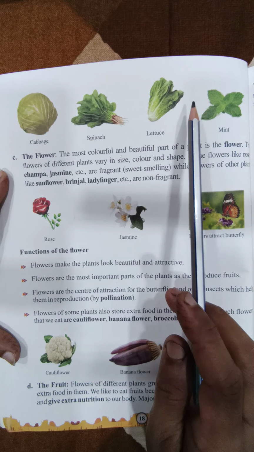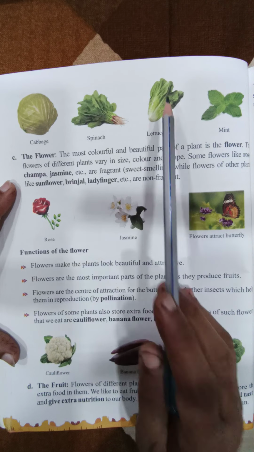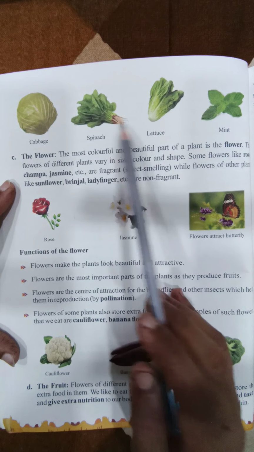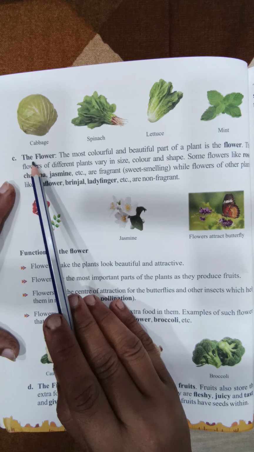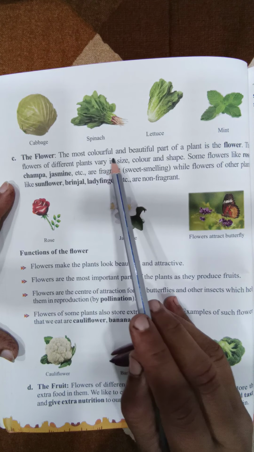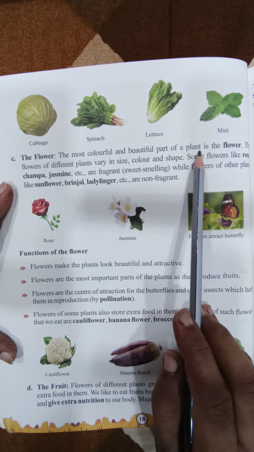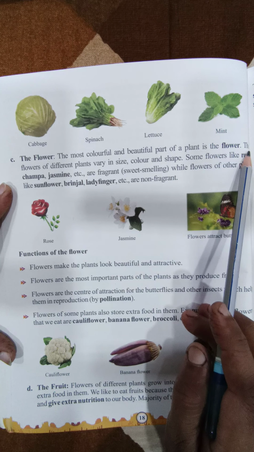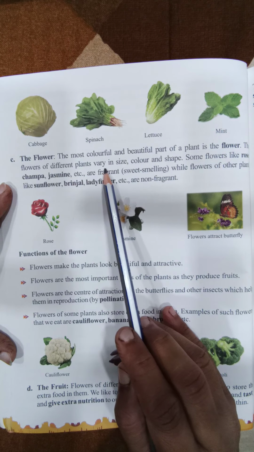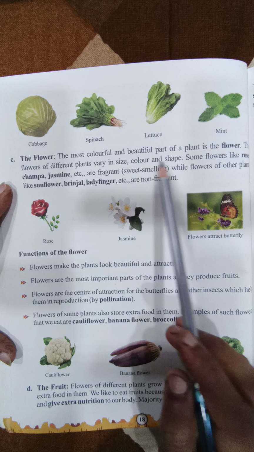They store the food. These are the leaves and they store the food. Now, flowers. The most beautiful and colorful part of the plant is a flower. The flowers of the different plants vary in size, color, and shape.